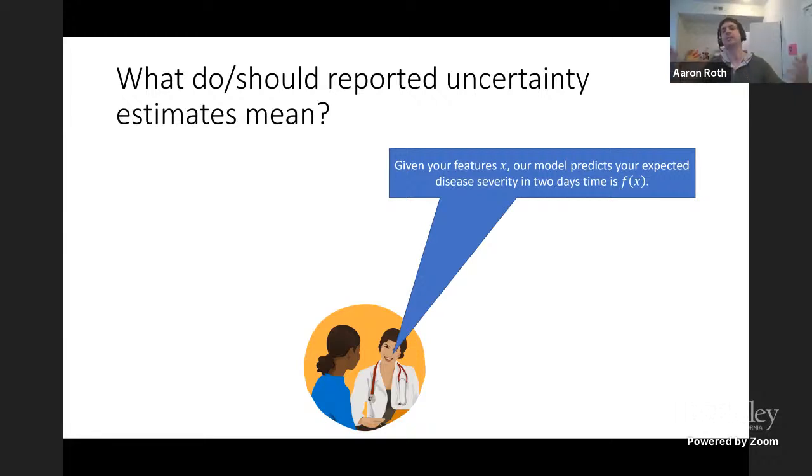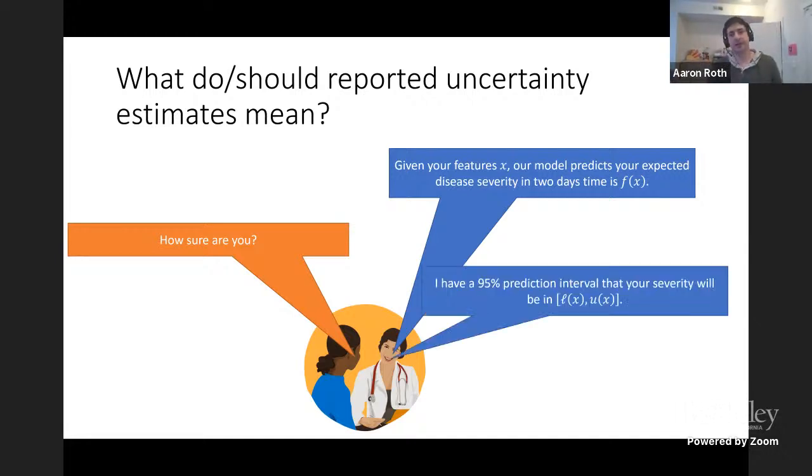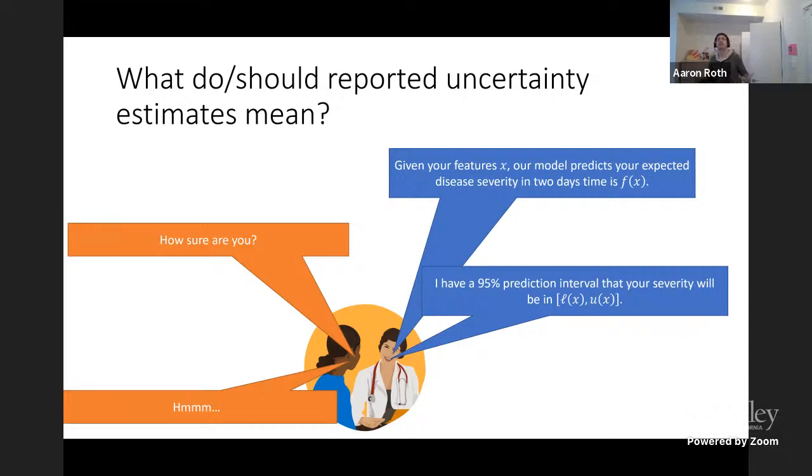So maybe we've got some model for doing this, and then the doctor says, okay, given your features X, we think your expected disease severity is F of X. And so our patient might ask, well, how sure are you of this prediction? And the doctor could say, well, I've got a 95% prediction interval that your disease severity will be between some lower bound L of X and some upper bound U of X. And if the doctor says that to the patient, what does that mean?